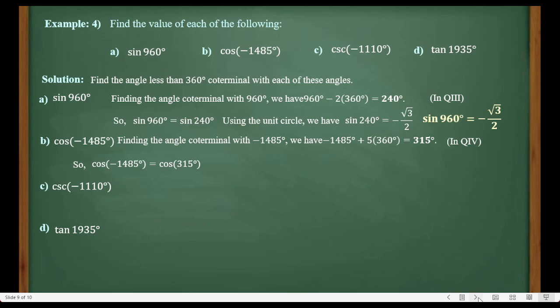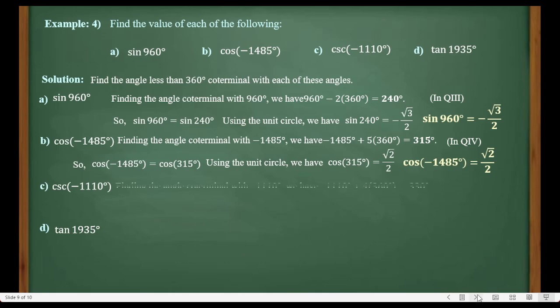Now, using the unit circle, cosine of 315 degrees is equal to square root of 2 over 2. Therefore, cosine of negative 1485 degrees is square root of 2 over 2. Okay? Next. How about this one?